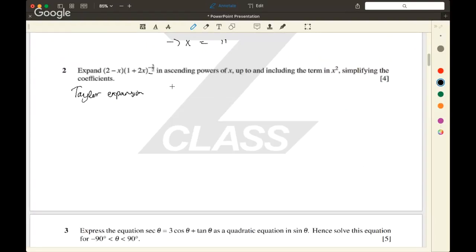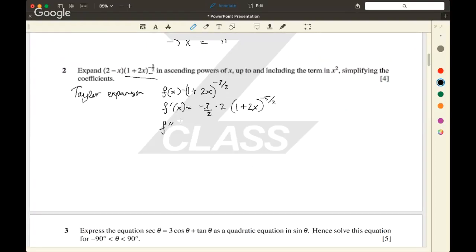So the way to do this is to think of what is our function that we're expanding? Well, we're just expanding the second one, because the first one's already expanded in that it's super simple. So our f of x is 1 plus 2x all to the minus 3 halves. So our first derivative is going to be the minus 3 halves comes down, and we get a 2 from inside, and this bracket goes to minus 5 halves.